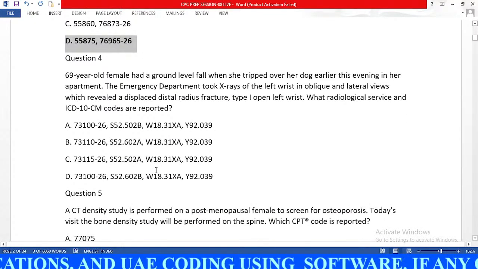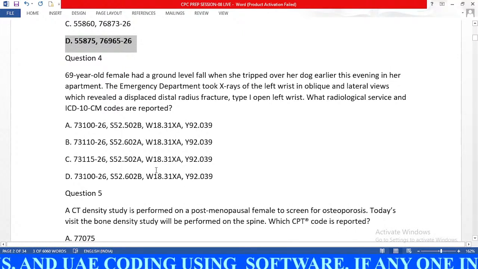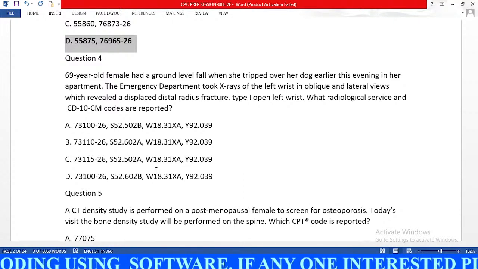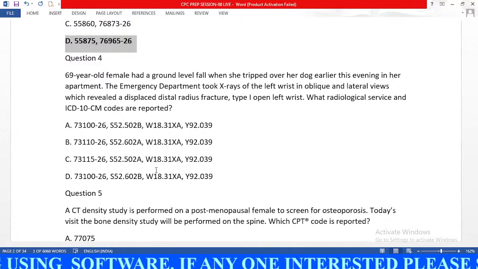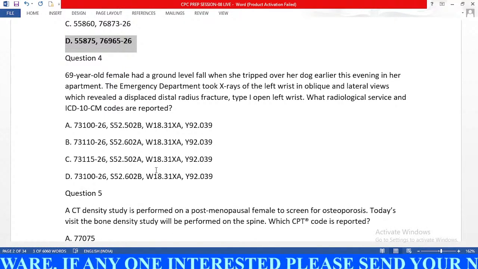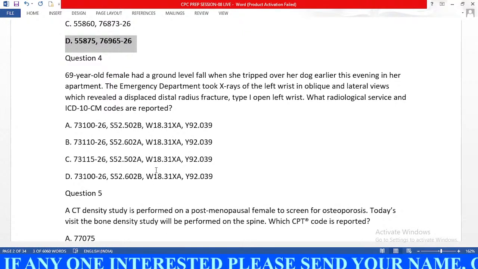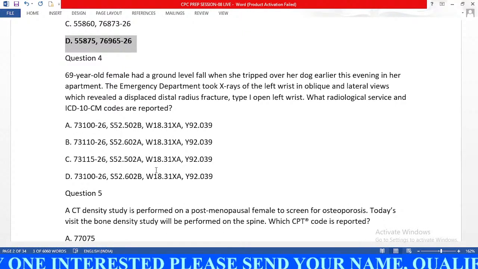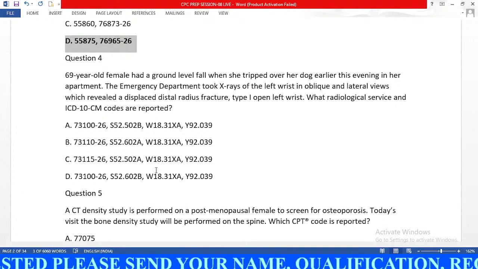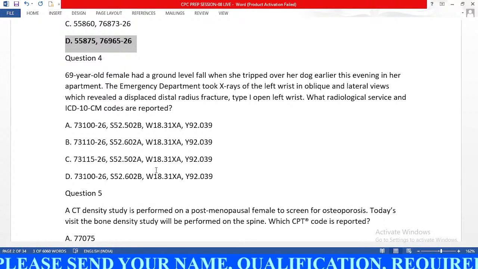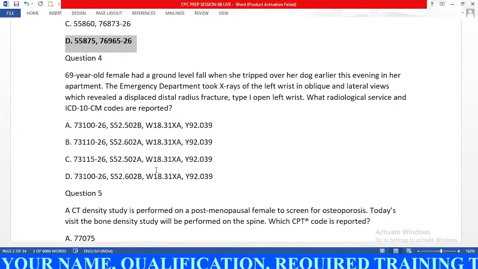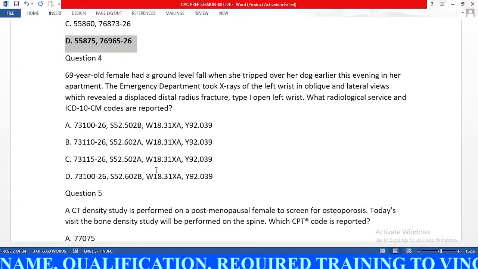Question 4. A 69-year-old female had a ground level fall when she tripped over her dog earlier this evening in her apartment. The emergency department took x-rays of the left wrist in oblique and lateral views, which revealed a displaced distal radius fracture type 1 open left wrist. What radiological service and ICD-10-CM codes are reported? So we have 73100, 73110, 73115. For this question, you need to check ICD-10 coding also.